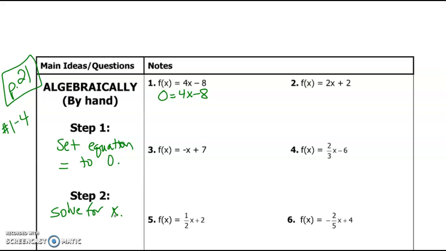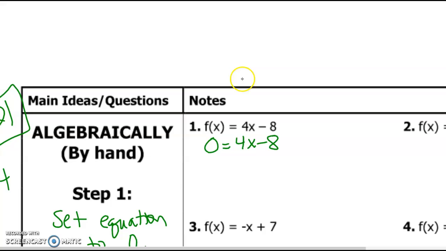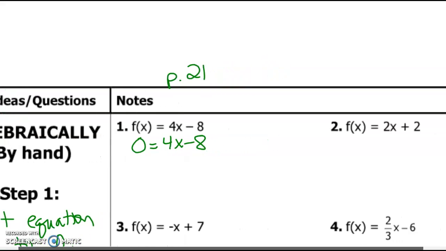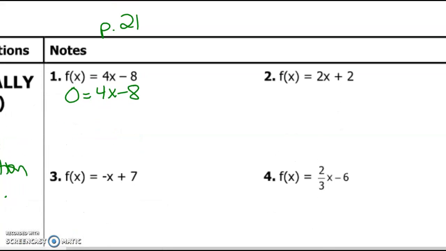All right, I'm going to zoom in here a little bit. But again, we are on page 21. So our first step was to set it equal to 0. Second step is to solve for x. So now we do that algebra that we learned in chapter 2 where we're just moving everything to one side, trying to get x by itself. So we can add the 8 and then finally divide by 4.